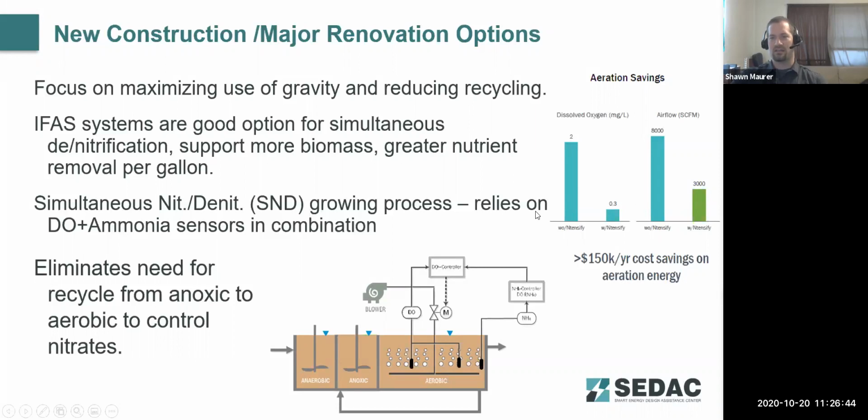So what we see in the top right corner here is a chart of some cost savings. It's just an example plant that had a simultaneous nitrification denitrification process added that also had ammonia control. You can see their airflow reduction from about 8,000 CFM down to 3,000 CFM, and they achieved about $150,000 per year in cost savings from having that additional control and reducing their aeration energy.